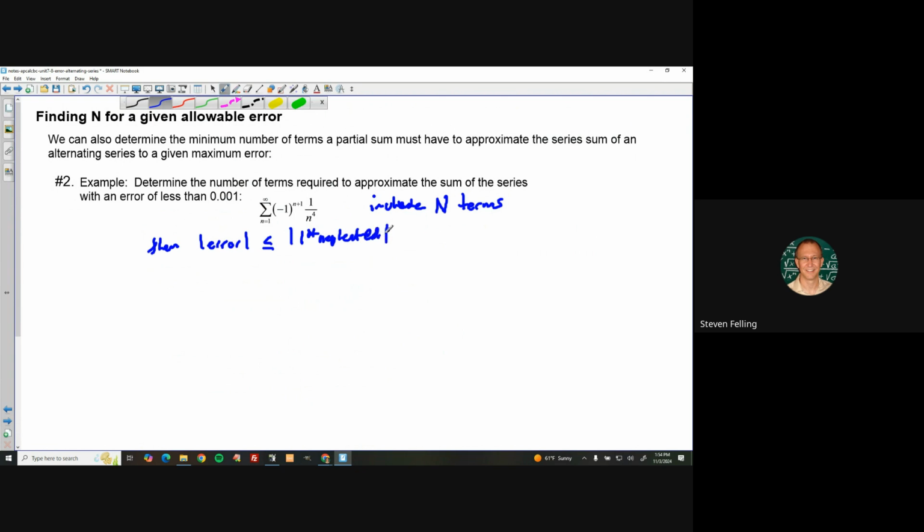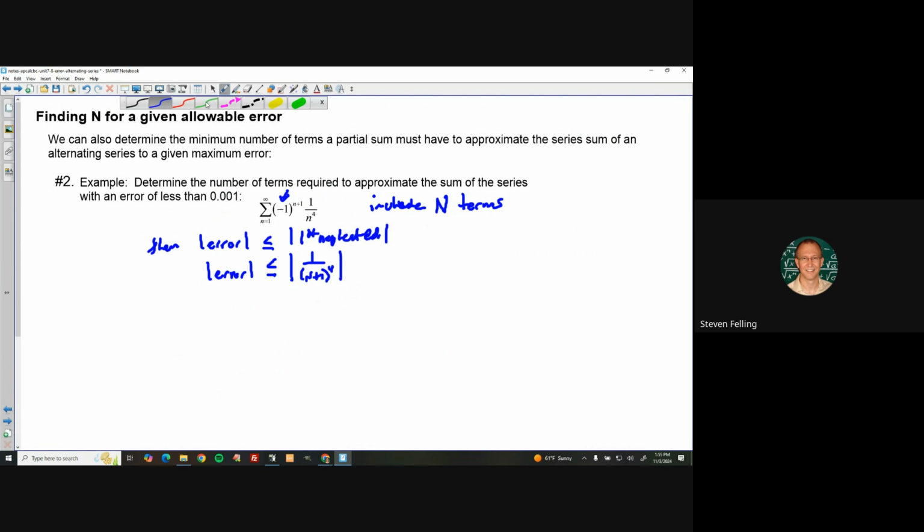I actually would write that to telegraph to the scorers on the AP test that you know the rule. And so that means that this is less than or equal to the absolute value of the n+1 term. So I'm going to take this rule. Since it's absolute value, I don't have to bother with this part. But it's 1 over capital N plus 1 to the 4th power. So that error is definitely going to be less than 1 over n plus 1 to the 4th.